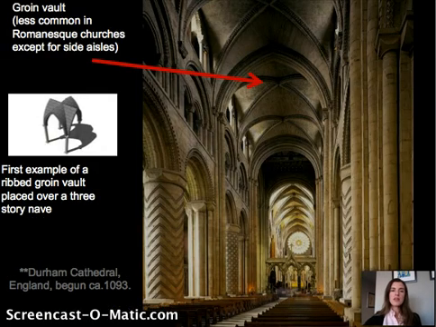And then we also have the development of this move towards more of a Gothic style with ribbed groin vaulting, which we see here at Durham Cathedral. So we'll move towards this idea of taller churches with more ornate architecture.